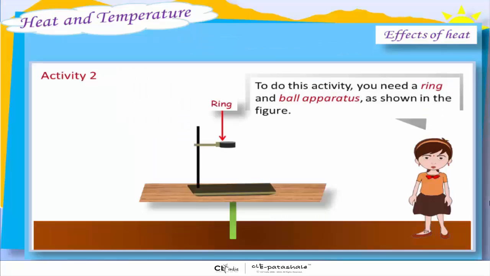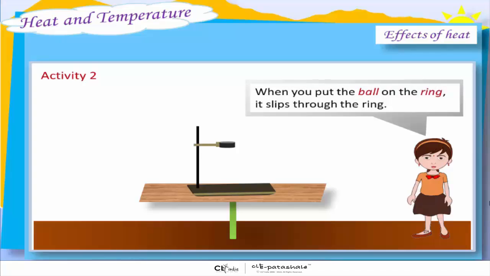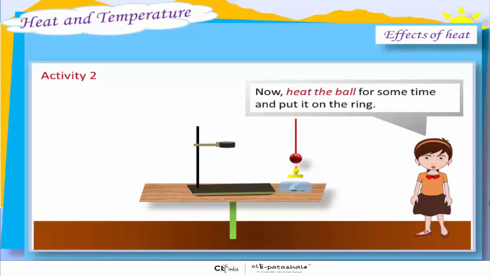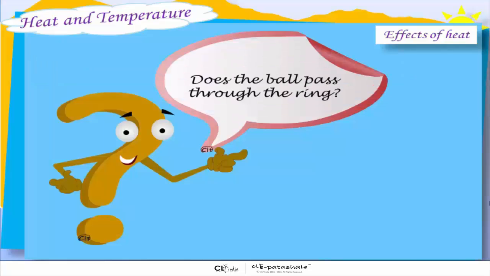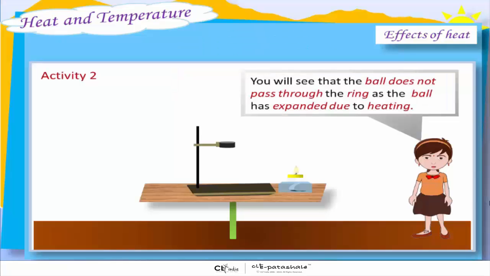Activity 2. To do this activity, you need a ring and ball apparatus as shown in the figure. When you put the ball on the ring, it slips through the ring. Now, heat the ball for some time and put it on the ring. Does the ball pass through the ring? You will see that the ball does not pass through the ring as the ball has expanded due to heating.